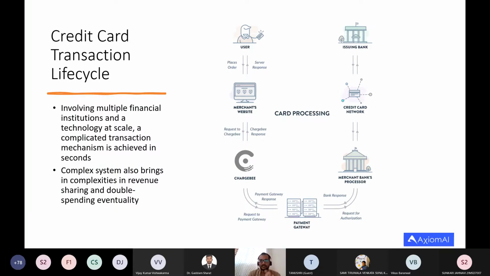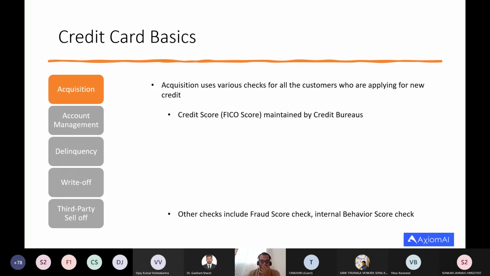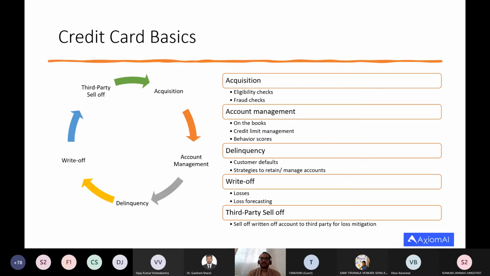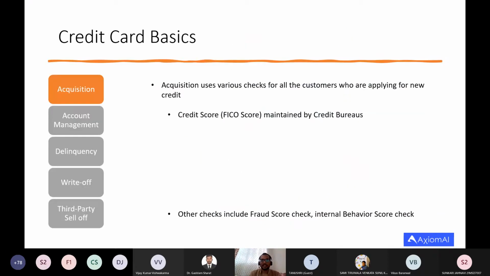Moving on. All right, so coming back to the credit card life cycle, acquisition is your first step, then account management, and then through delinquency, you go to write-off, which is losses, and then third-party sell-off. Let's quickly look at each stage.